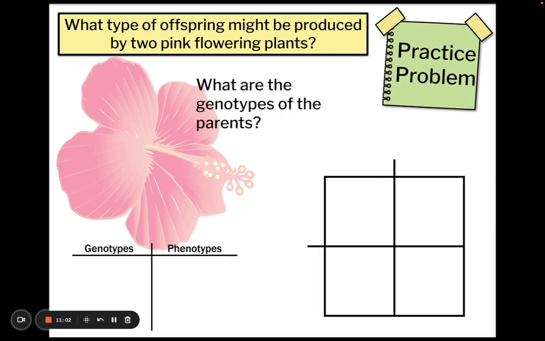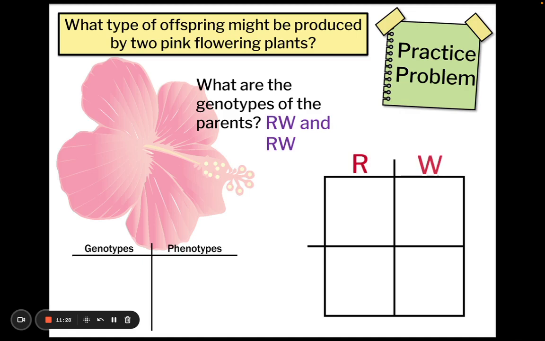So what type of offspring might be produced by two pink flowering plants? Now let's think back. Pink flowering plants, okay? What are the genotypes of the parents? Let's get that straight first, okay? So if you're pink, what's your only genotype you could possibly have? Well, big R, big W, and big R, big W.